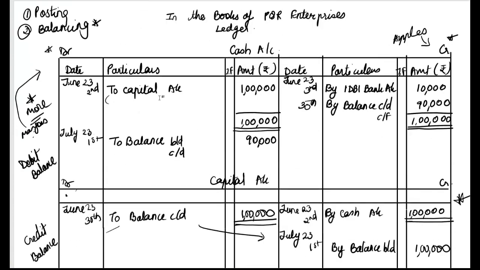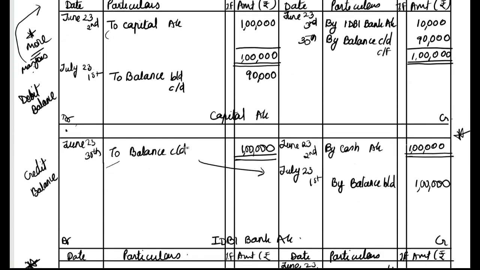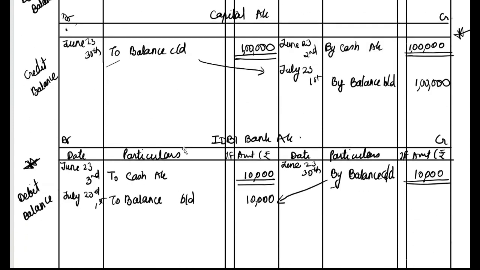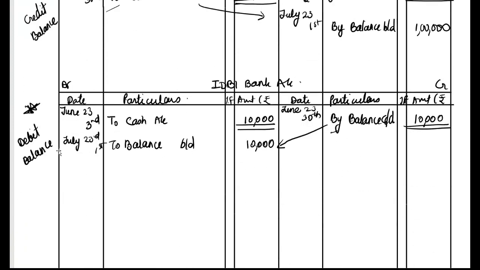So the cash account generally will have a debit balance. The debit side will be more. You can't spend unless you have the money. So the debit side will be more. Capital account, it will have a credit balance. The giver's account is credit. Here IDBI bank is the receiver. So the receiver's account will have a debit balance.